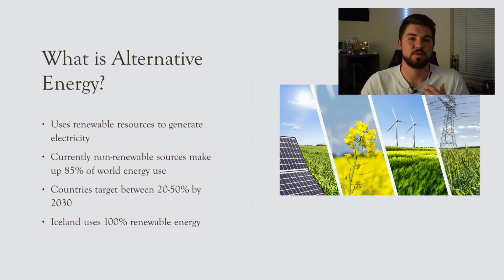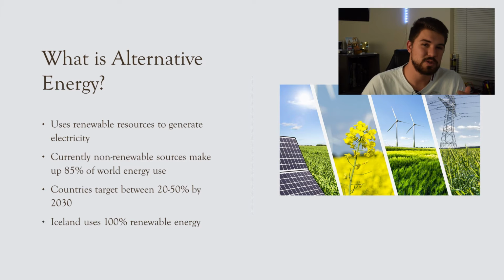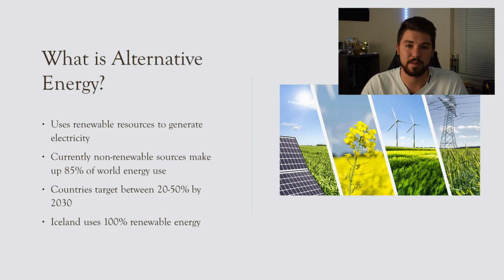So it made sense for them to make the switch in the 1970s, but they did not do so out of environmental concern. They mostly did so to be self-sufficient, since it's such an isolated place in the world. And at the time, oil prices were extremely expensive, so it just made sense for Iceland to find a resource that they have that they can use for electricity.